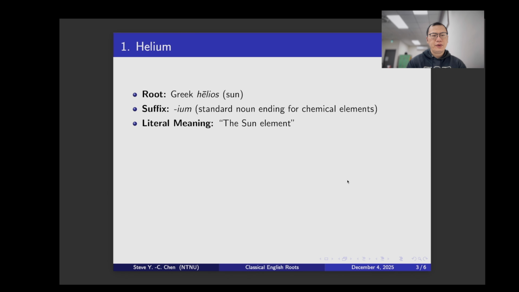Its classical root is from the Greek helios, which means the sun, and the suffix -ium stands for the standard noun ending for chemical elements, and its literal meaning is the sun element.